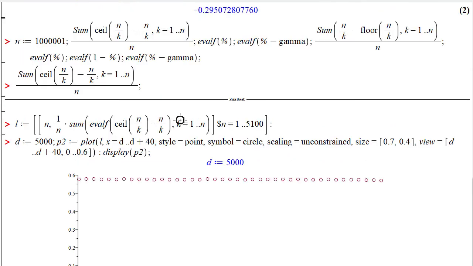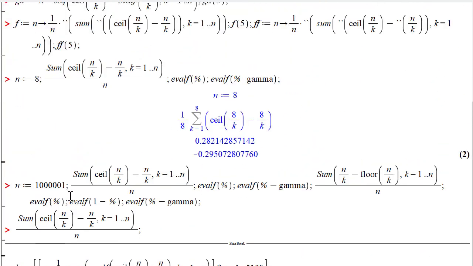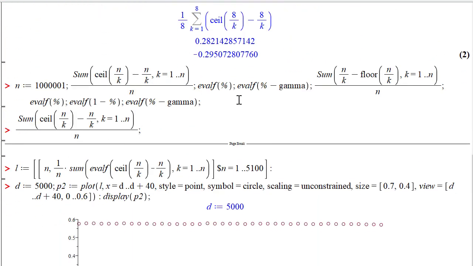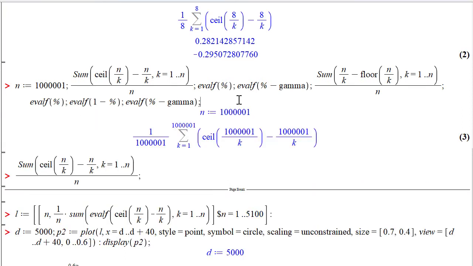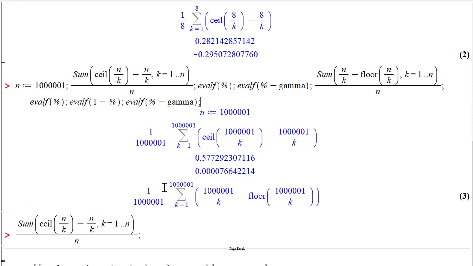And if we look, I've got bigger values here. Actually, I think I did both. I thought it'd be a little quicker. All right, so what is this? 1,000,001. If I can edit this timeout, there we go. And we can see we're very close to gamma.